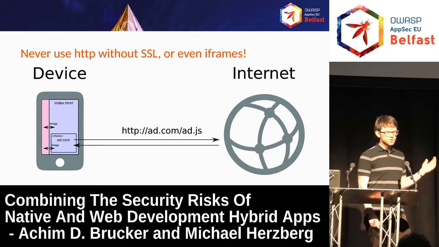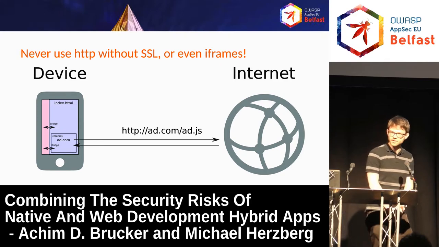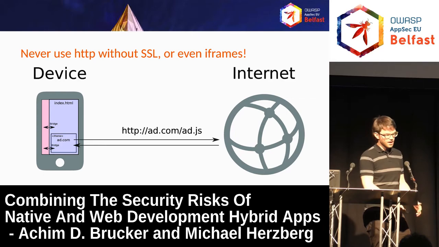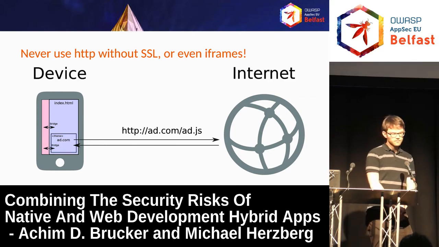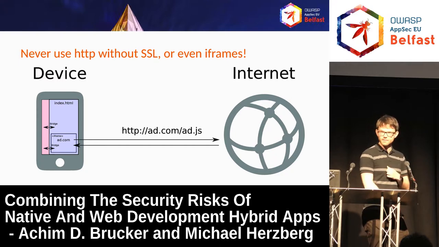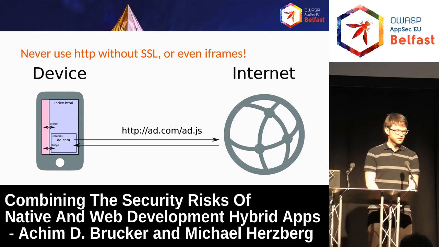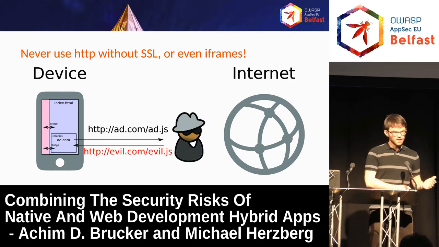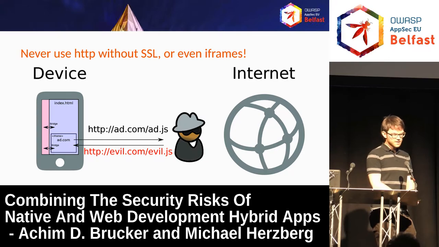But it can get even worse. So assume you have a very simple hybrid app on your device, and you want to include a small advertisement iframe in your regular app, and we fetch the ad from the internet in an iframe. So the index HTML is local, but we fetch the advertisement from the internet. It's especially bad if you don't secure it over SSL, since an attacker can simply intercept your call and provide you with a different JavaScript function. Well, that is business as usual if you don't encrypt your traffic properly.